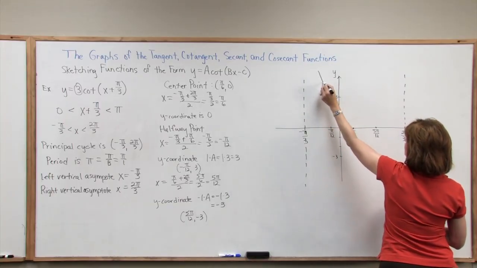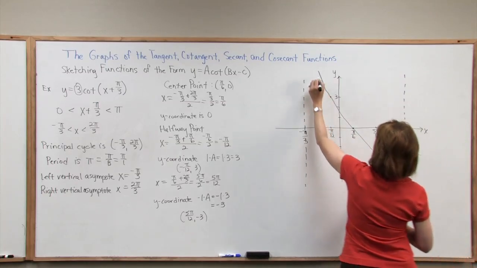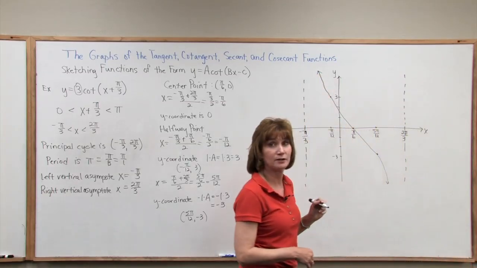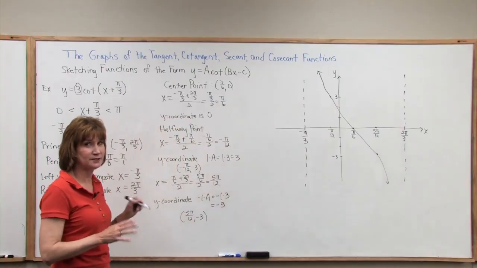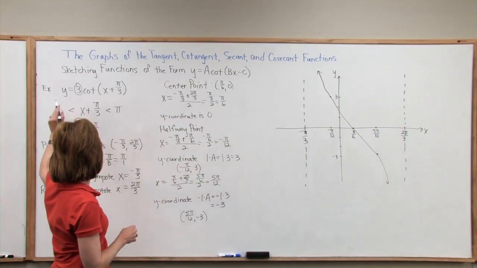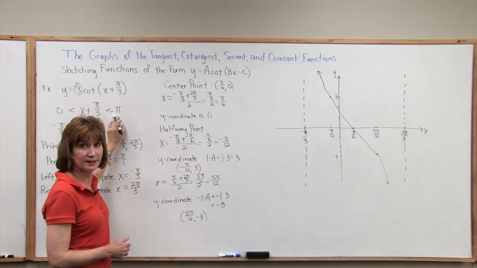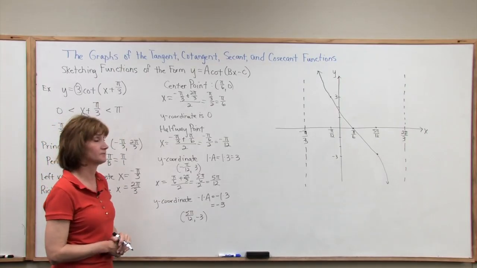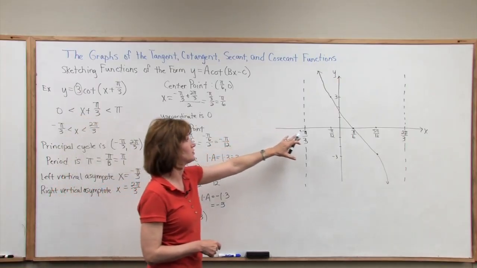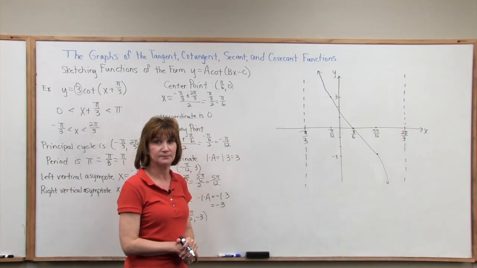So this is the sketch of this particular cotangent function. Once again, for cotangent, it's very important that you remember that your bx plus c has to be between 0 and pi because that's the principal cycle for the normal cotangent. Also, make sure you know how to find the center point and the halfway points.